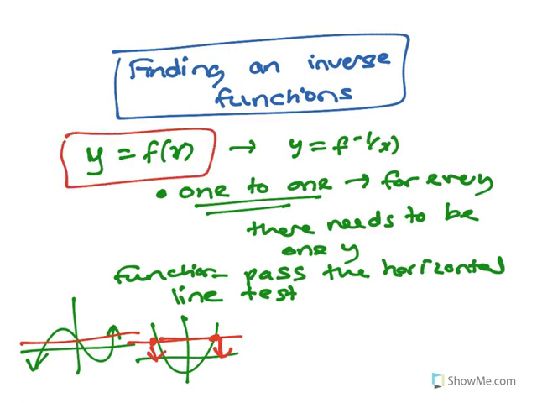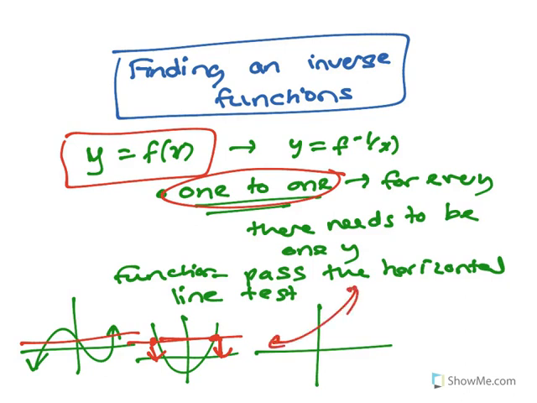So f of x needs to be a function that actually passes the horizontal line test, and that's what makes it 1-to-1. Something that is a 1-to-1 function looks like this. That's 1-to-1, because if you put a line through it, see it's a function, that's why it passes the vertical line test, but also passes the horizontal line test. So for every x there is one y, and for every y there's one x.